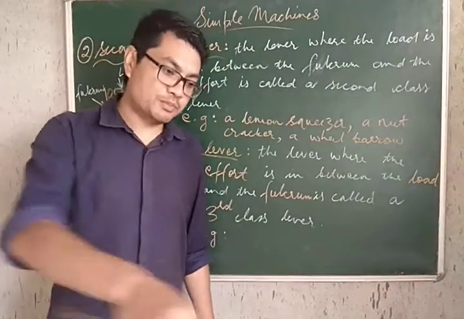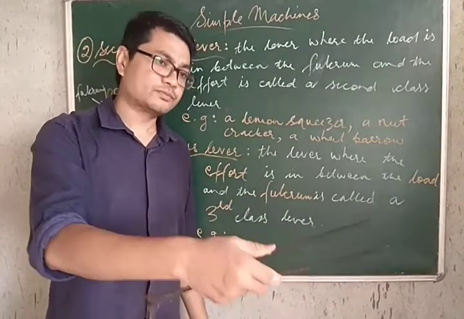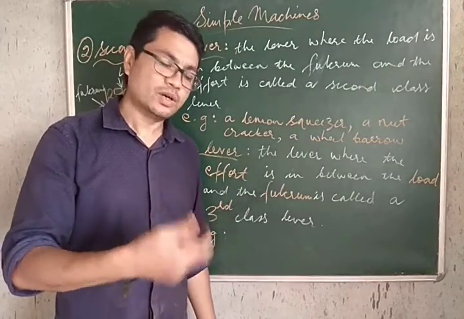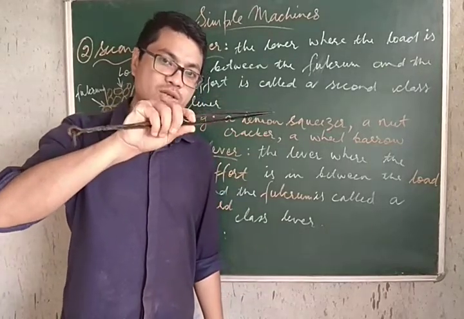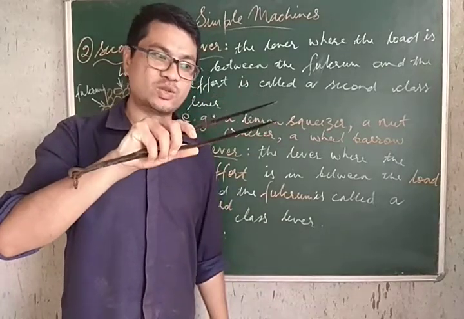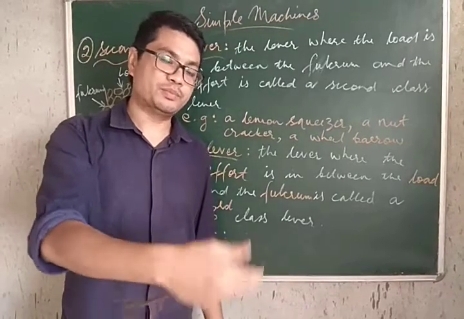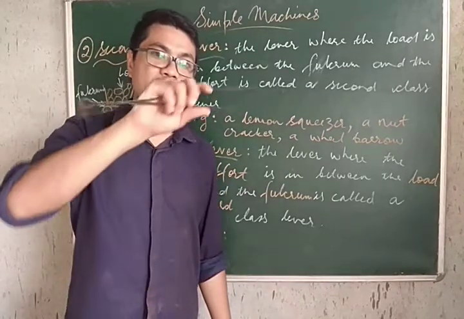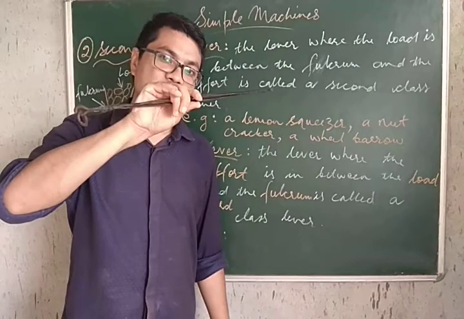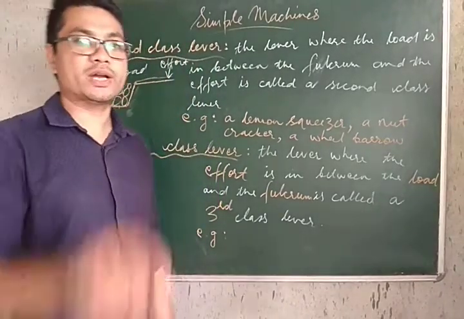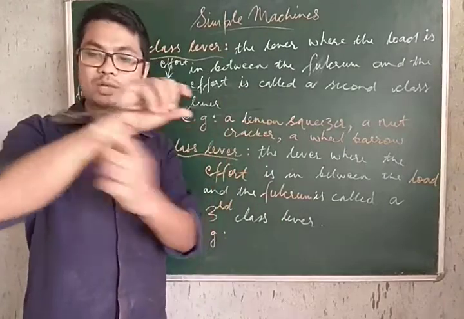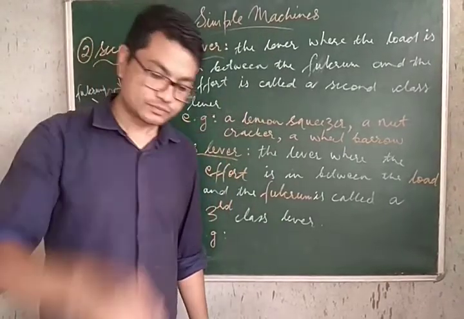Likewise, to pick up ice cubes, you have a special kind of tong also, you call it ice tong, or to pick up sugar cubes, you have sugar tongs. So all kinds of tongs are third class levers where the effort is in between the load and the fulcrum.